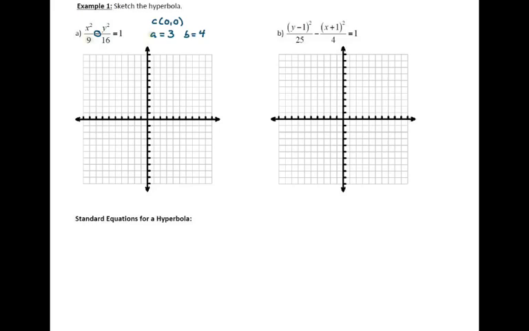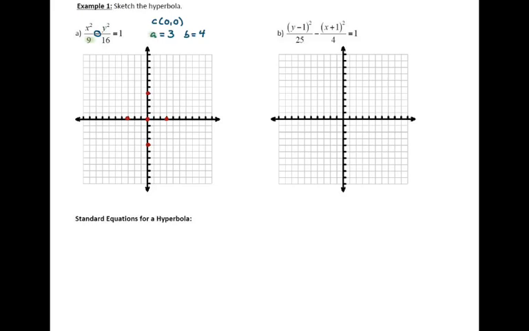Now, like an ellipse, we could put that stuff on a graph. So put my center at 0, 0, and if a is 3, and 3 is underneath my x variable, I should go 3 units to the right and left of center, and b is 4, so I should go 4 units above and below center.